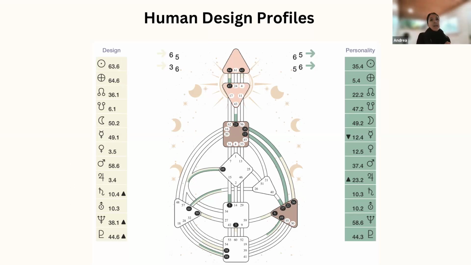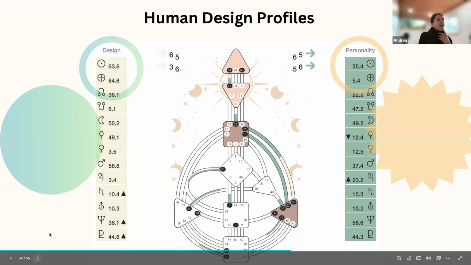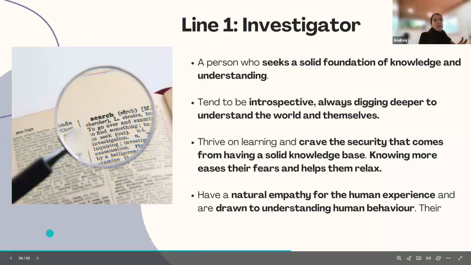There are 6 profile numbers, 1 through 6, and there are 12 different variations in which those profile numbers can show up. So you can have, like, I'm a 6/2, you can have a 4/6, a 5/2, a 1/3, different combinations of those numbers. But what we're going to do now is go over each line and some of the traits of each number.